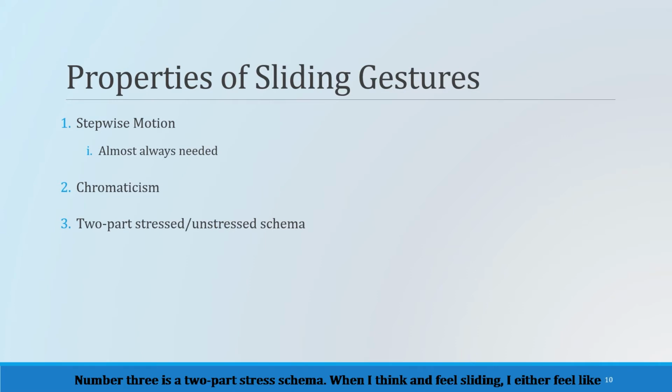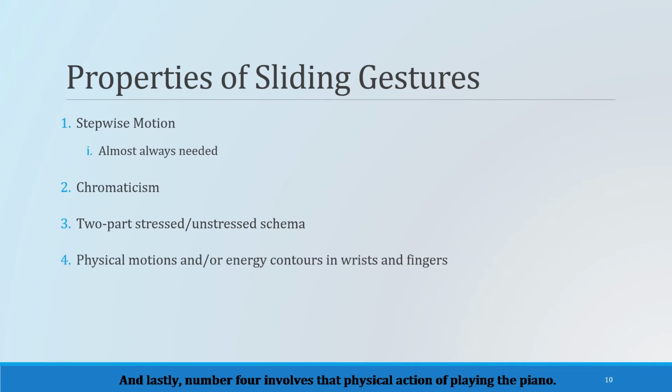Number 3 is a 2-part stress schema. When I think and feel sliding, I either feel like I am going from somewhere light and pressing into something heavier, or I'm steady somewhere and lifting off. And so that stress on stress tends to play a role in how I feel these slides. And lastly, number 4 involves that physical action of playing the piano in this piece.